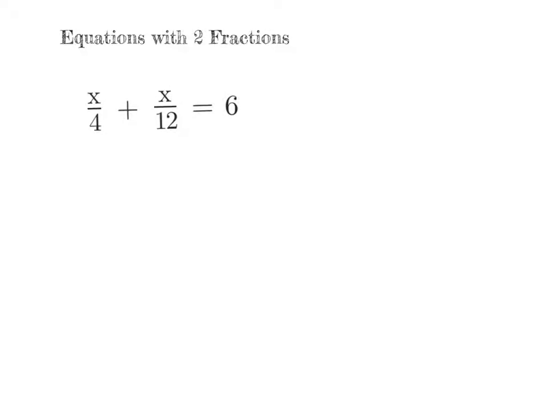Okay, so equations with two fractions. They look quite difficult, but they're okay. So what we need to do is think about, we want to cancel out this divide by 4, and we want to cancel out this divide by 12 by multiplying everything in the equation by a number. And we're going to do that before any building and solving steps.